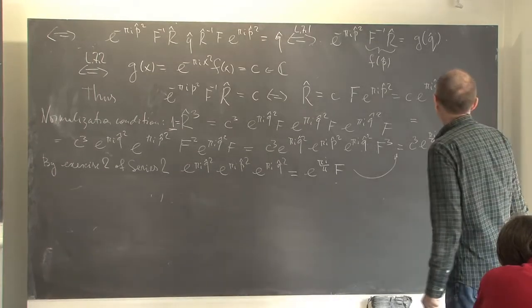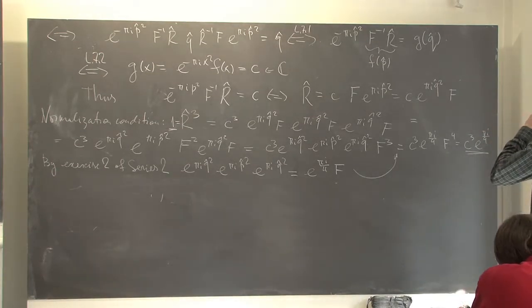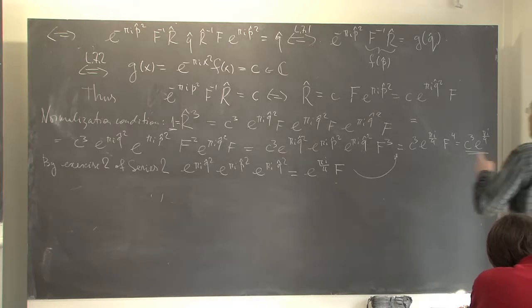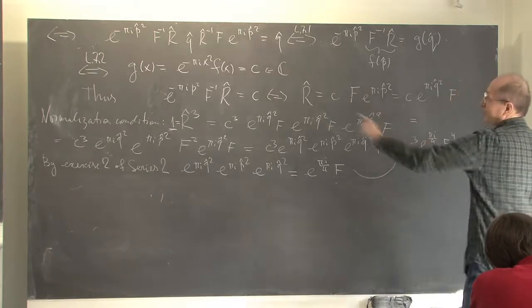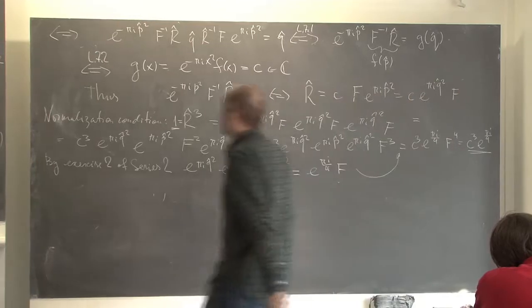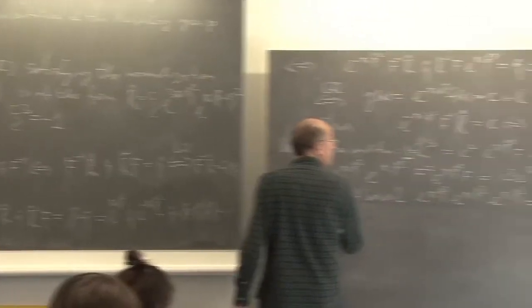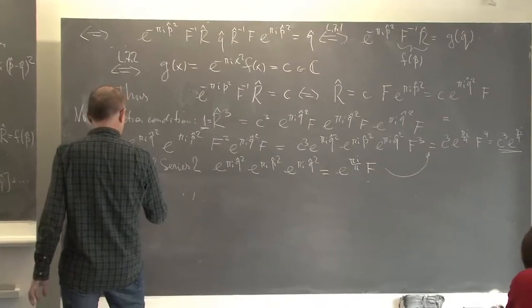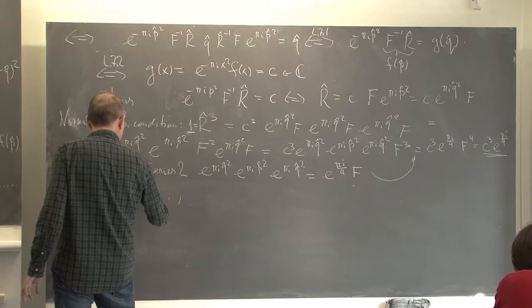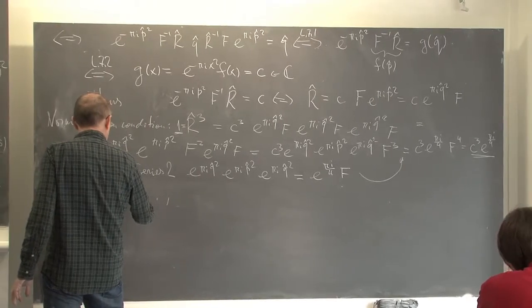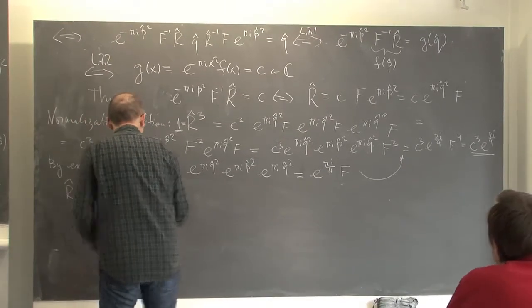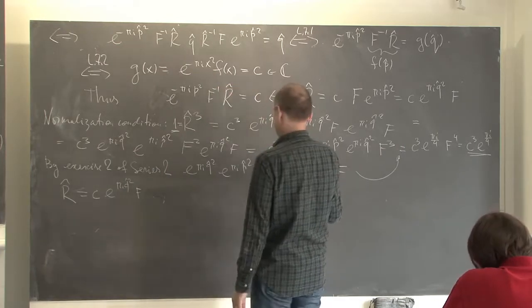So what we do to remove this pi over 4, we do the following. So we just rewrite our formula, trying to bring it into that form. So we write R hat equal C e to the pi i Q squared F. And now we use this.